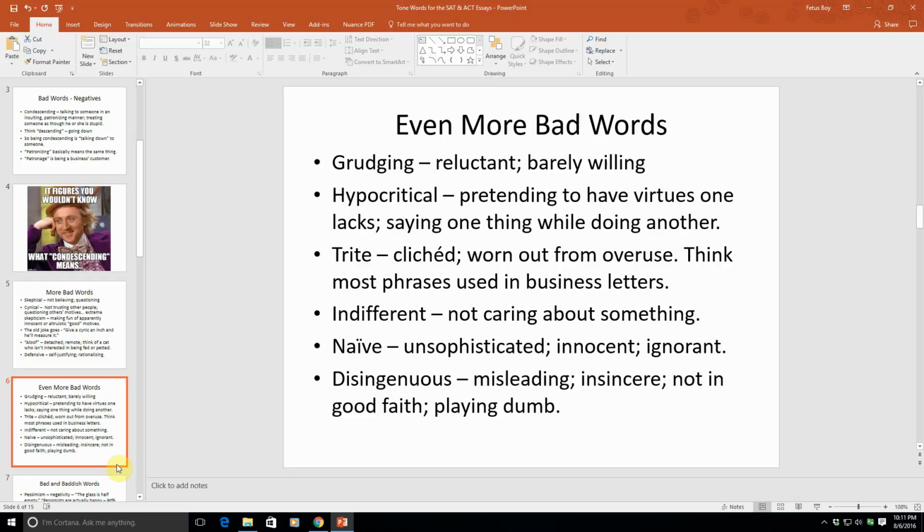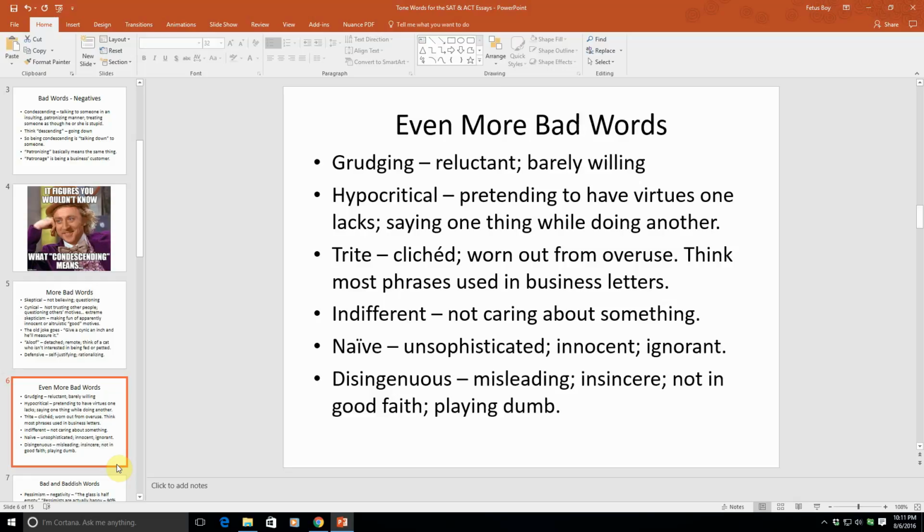Trite office humor, by that same token, is something like, hey, Phil, are you working hard or hardly working? See, that's really trite and cliched. Indifferent means you don't really care about something, kind of mediocre. Something could be good, bad, or indifferent. That can be bad if you're indifferent to something you should care about. If I'm indifferent to the suffering of another human being, I'm not a very nice person.